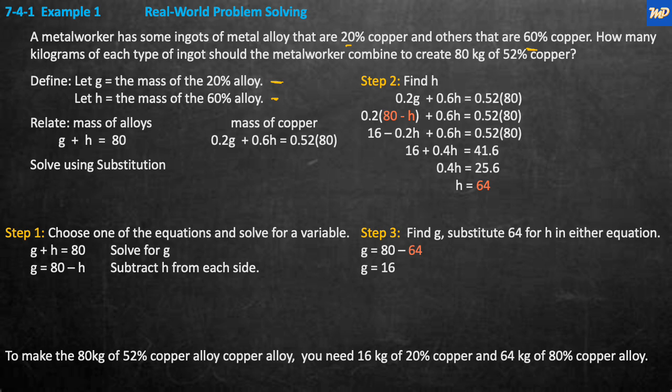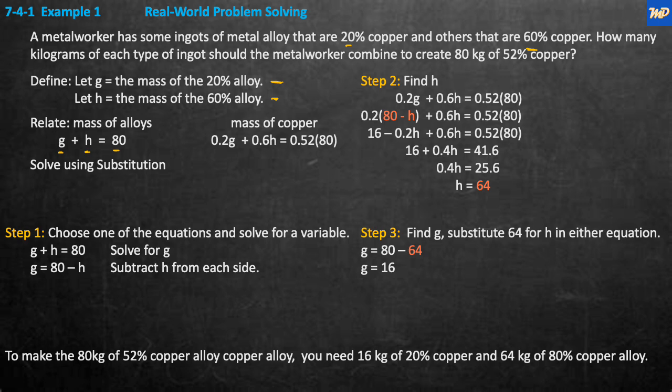Now let's relate the mass of the alloys and the mass of the coppers. For the mass of the alloy, we can say the mass of G plus the mass of H is going to be equal to 80 when we're all done. So we know we're going to have some mass of each, the mass of G and the mass of H.